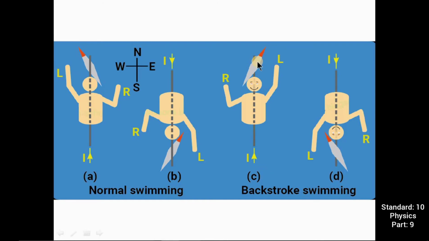In backstroke, the magnetic needle is placed above, which is important. The magnetic needle is placed above the conductor. Here also the magnetic needle is placed above the conductor and the current is flowing from north to south. These two conditions are required for the magnetic needle to deflect towards left, that is towards west. Okay, note this diagram.